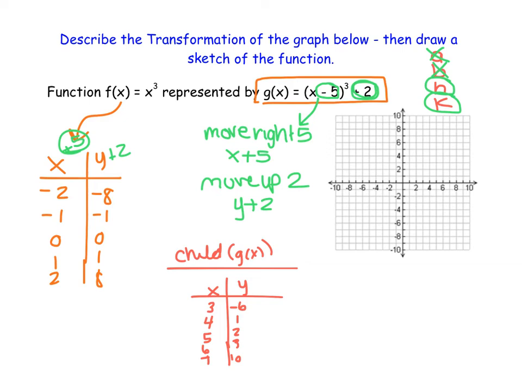So now if I take those values and go over to my graph and plot them, I have x is 3, y is negative 6. So I can plot that. Then I have x is 4, y is 1, x is 5, y is 2, x is 6, y is 3, and x is 7, y is 10. So I can see that same squiggle that the x cubed parent function graph had, but it moved to the right 5 and up 2, which is exactly what I expected from these changes. So then I draw a little sketch, and there we have it.